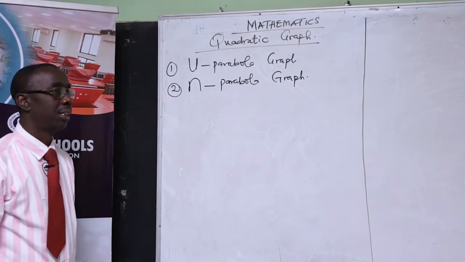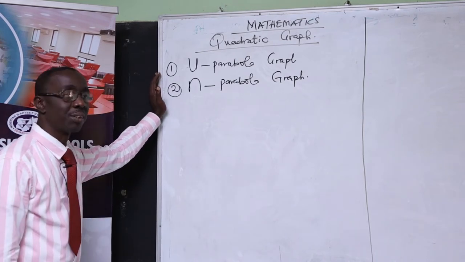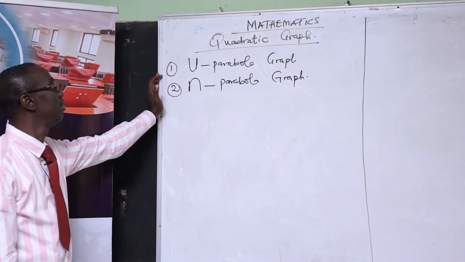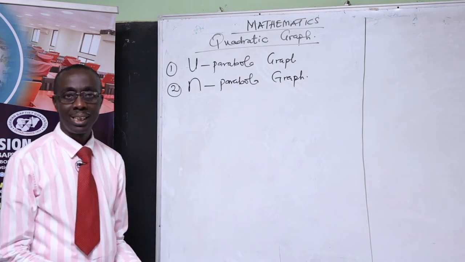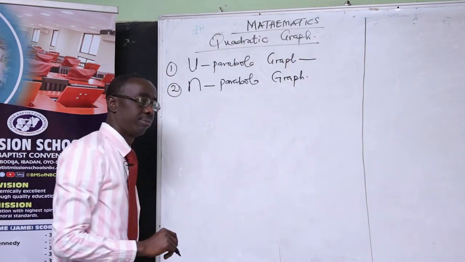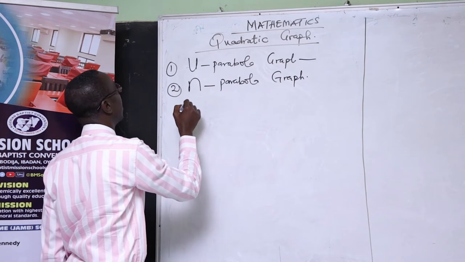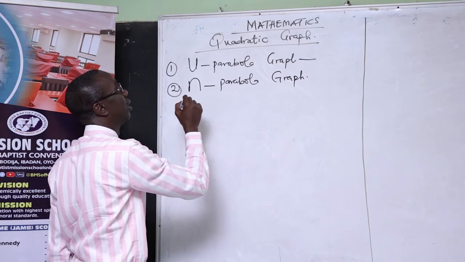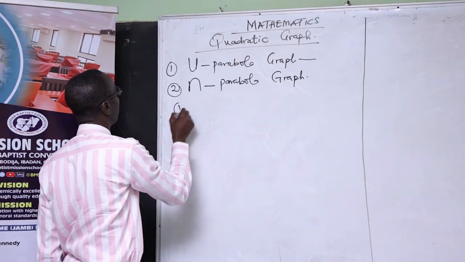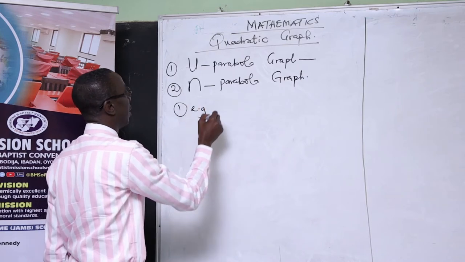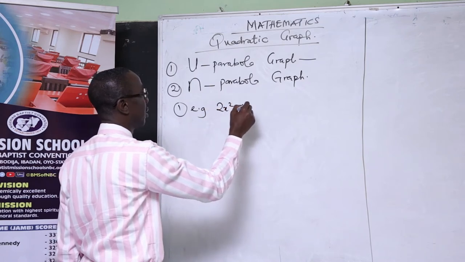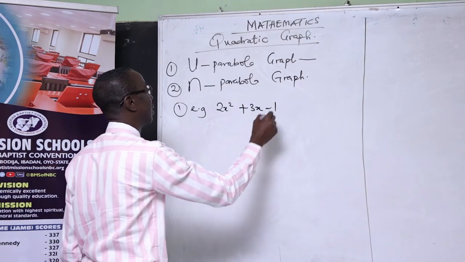And we gave you necessary information about these topics. On the U parabola graph, we said before you can have a U graph, you must have a positive function quadratic equation. What's a positive function quadratic equation? For the U graph, you must have a positive function quadratic equation, something like 2x squared plus 3x minus 1 is equal to 0.